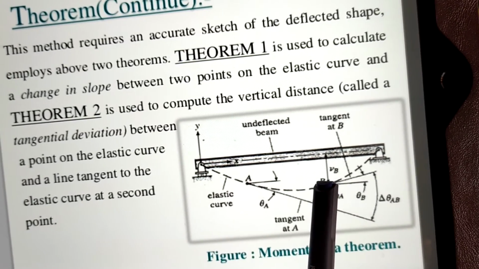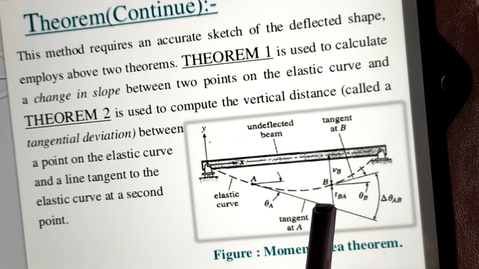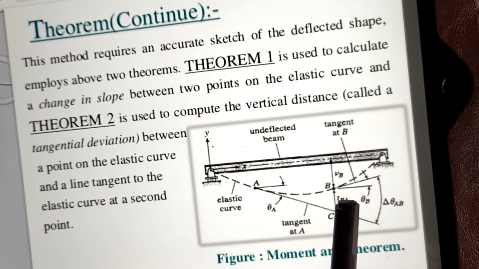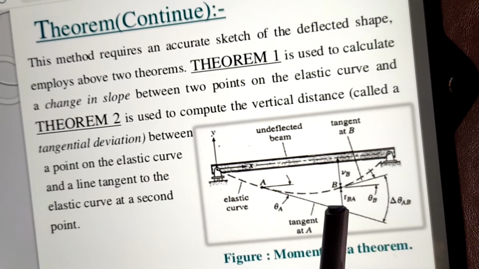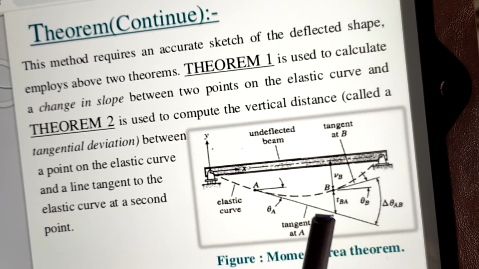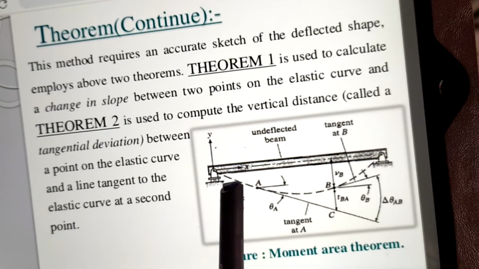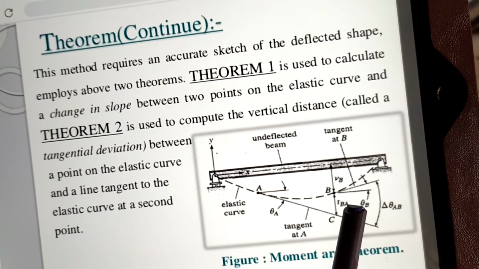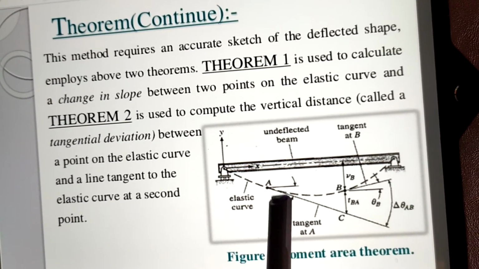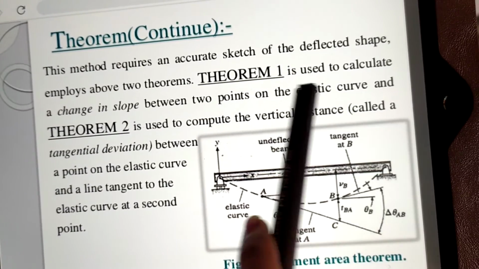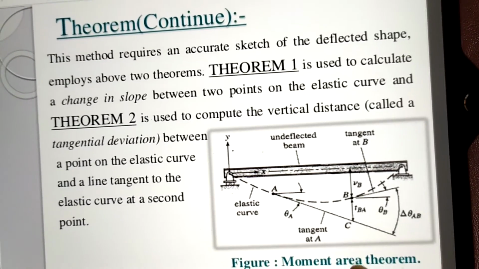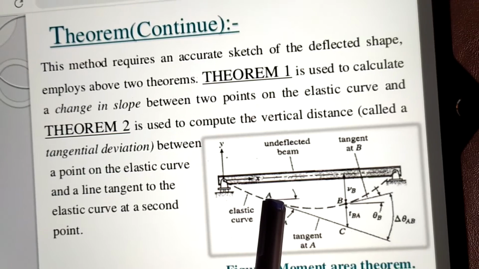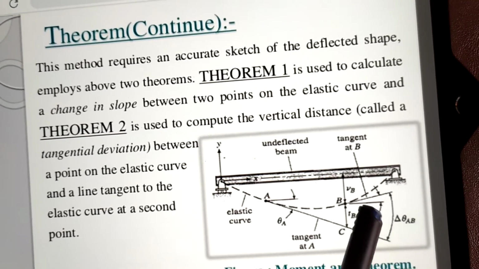At point B, moment area theorem 2 says that the displacement of point B is measured from tangent A. So tangent A gives the deflection at point B, t_BA, called the deflection due to A at B. This deflection is equal to the moment of the M upon EI diagram between A and B. So if we are finding the deflection at point B from A, we find it from the moment of the M upon EI diagram. So to find the deflection at B, we have to find the moment between A and B.